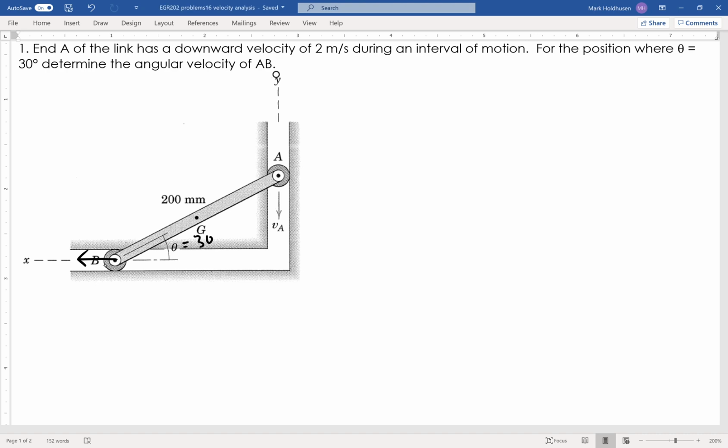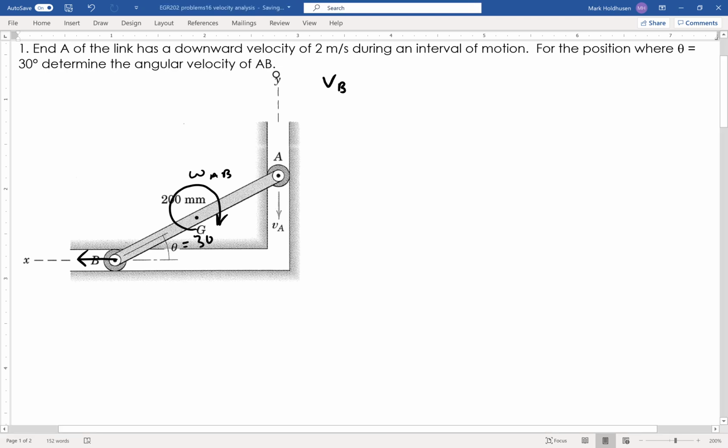So over at B, it's going to be moving to the left as shown there. That makes the angular velocity to be in that direction. This is going to be the omega of AB. And the way we're going to solve this is by using the relative motion equation, knowing that the velocity of B, these are all vectors, equals the velocity of A plus the angular velocity of AB crossed with the position of B with respect to A.